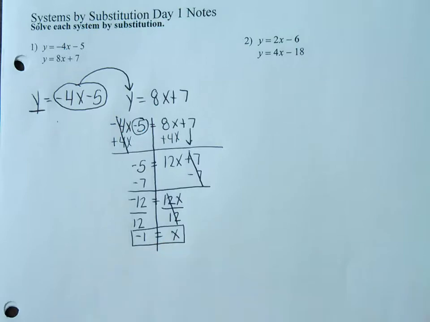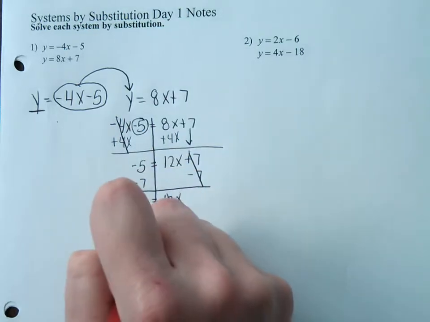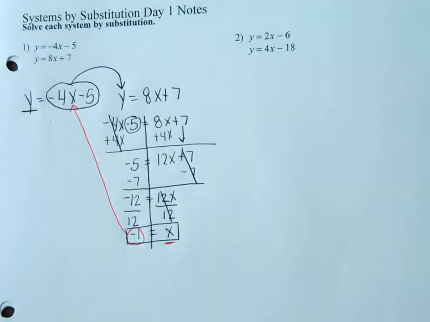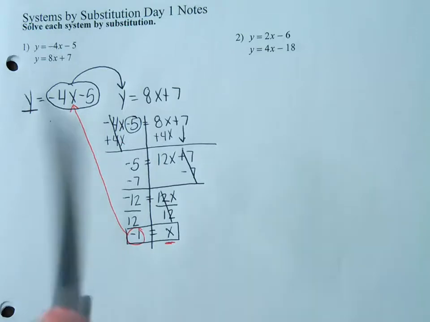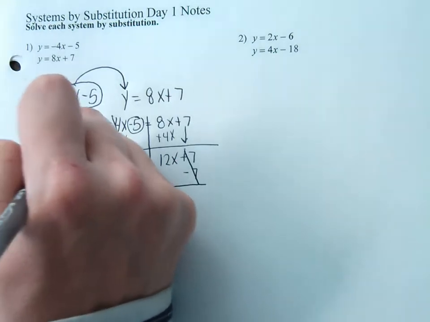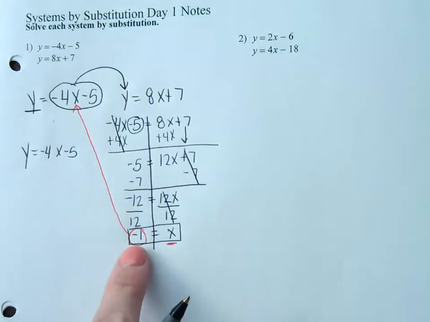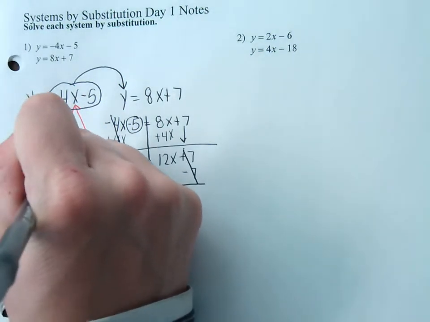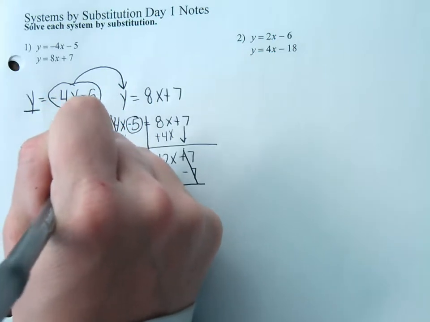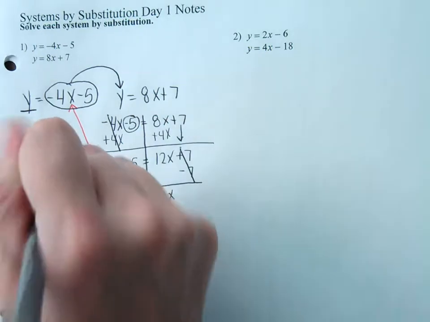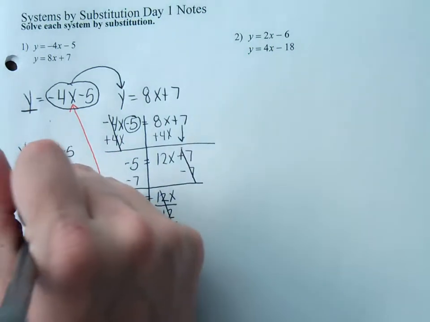Now, since this says x, we're taking the negative 1 and putting it in for x in the other equation. It really doesn't matter which equation you use, you'll get the same answer. I just like to make a nice circle with mine. So we have y equals negative 4x minus 5. We're replacing x with negative 1. So we have y equals negative 4 times negative 1 minus 5. Negative 4 times negative 1 is positive 4, and then minus 5.